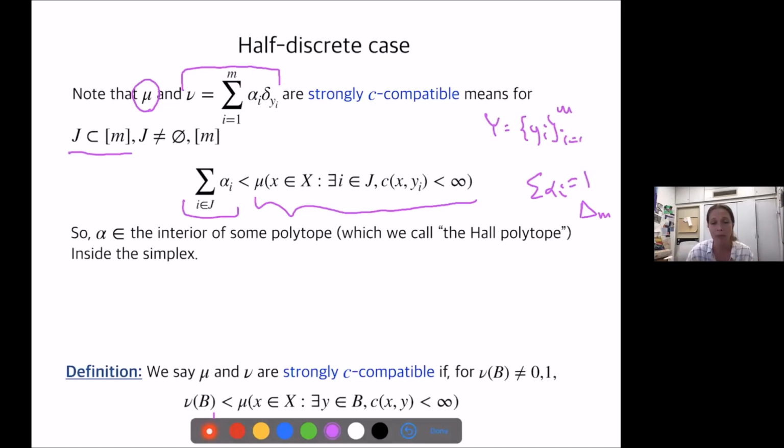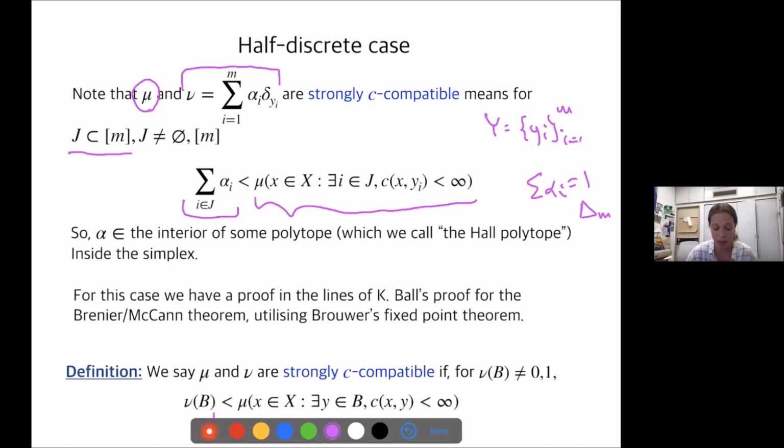And in this half discrete case, maybe that's the first time we really understood what was going on. We were able to show that for alpha in the interior of this polytope, you can really find a potential mapping the measure mu to this measure nu with this weight vector alpha. And this we did using a method from a very beautiful paper of Keith Ball, where he gives a new proof for the Brenier-McCann theorem using the Brouwer fixed point theorem. So it really shows that there is a certain mapping with potentials that takes the measure mu to any point within the interior of this polytope.